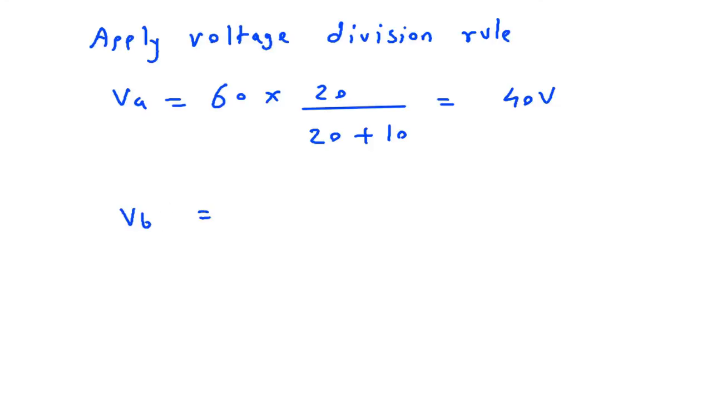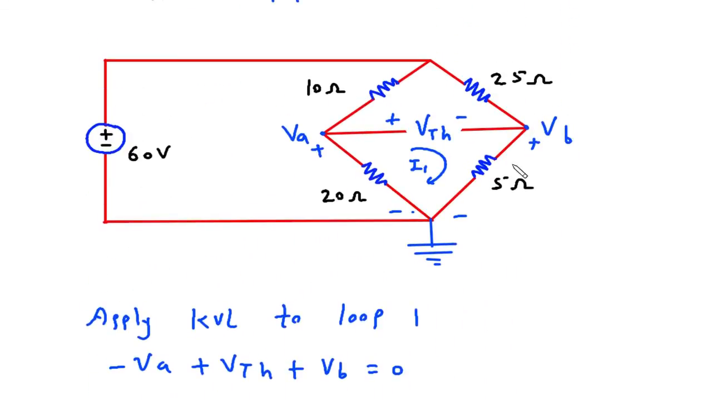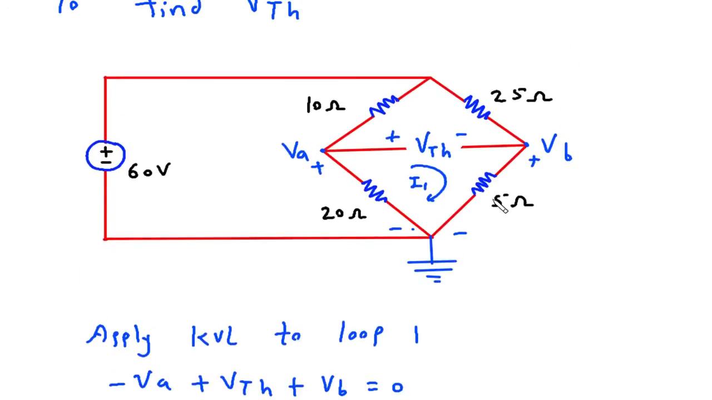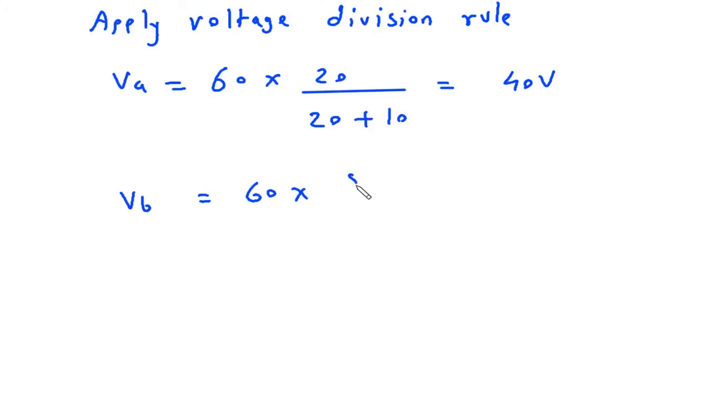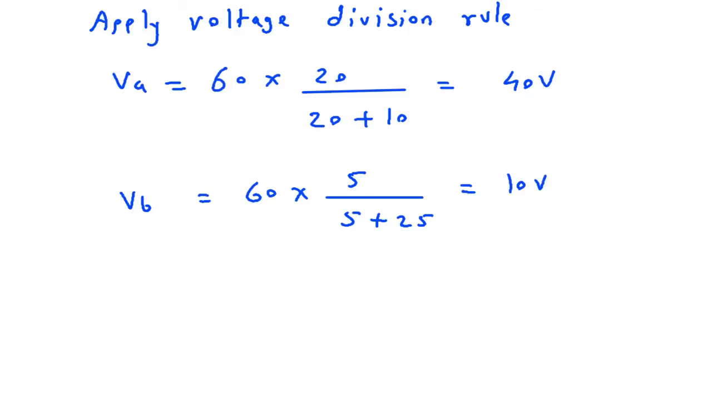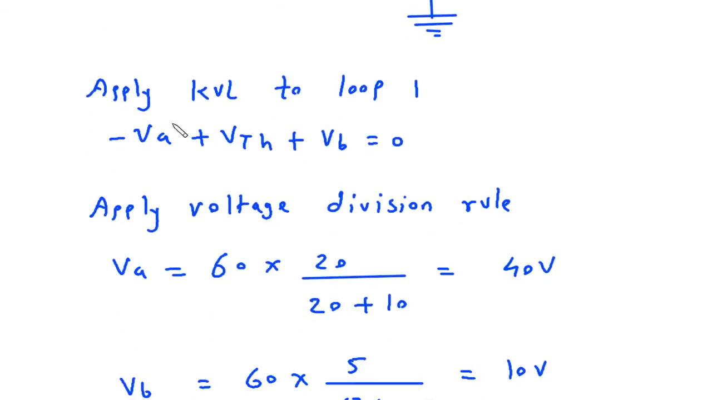Next, similarly, VB is equal to 60 volt into 5 divided by 5 plus 25. So this will be 60 into 5 divided by 5 plus 25. So it is 10 volt. Now from this VA, we can rewrite this equation.